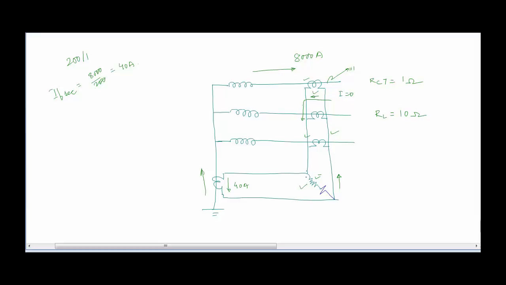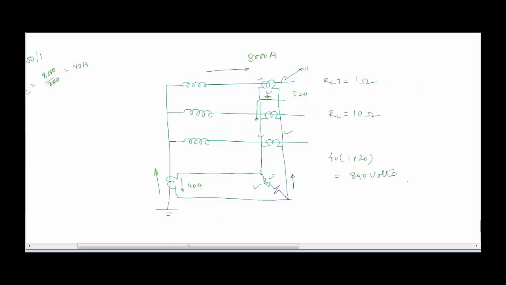So what we have to do during this particular situation is find the voltage that is appearing across this relay circuit, meaning the voltage that is getting developed across the series combination of this stabilizing resistance and the relay. So during this situation the voltage that will develop across this circuit is equal to 40 into (1 plus 10 into 2), which is equal to 20. So the voltage that will develop across this circuit is 21 into 40, which is equal to 840 volts.